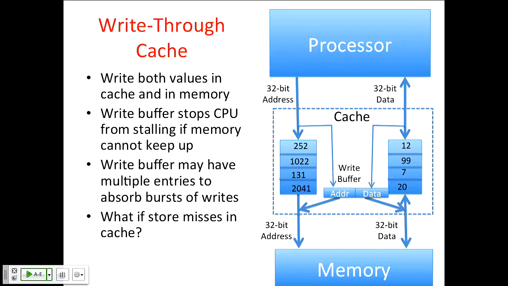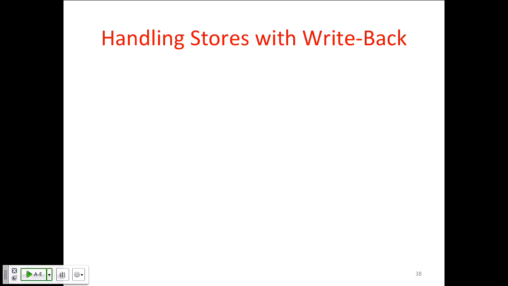Nothing. Because basically, it's not in the cache. I'm already writing it out to memory. If I get a miss, that doesn't matter. The CPU is not waiting for a value. It's just trying to write to memory. So as long as it's in the write buffer, I don't have to do anything else. Right? So I just keep going.